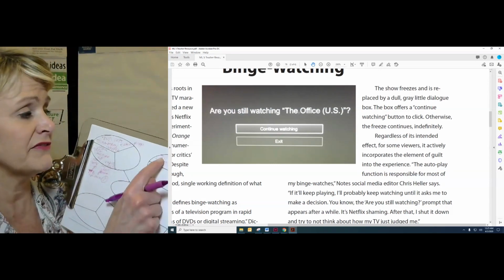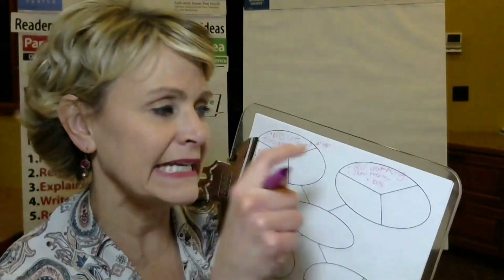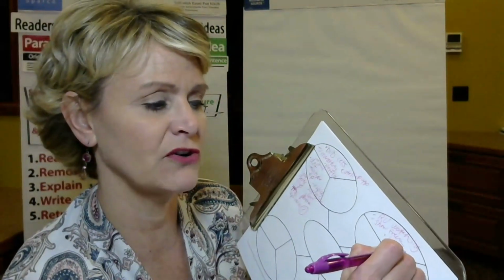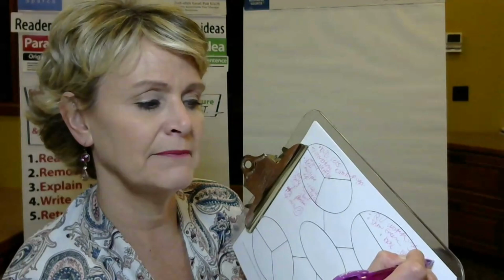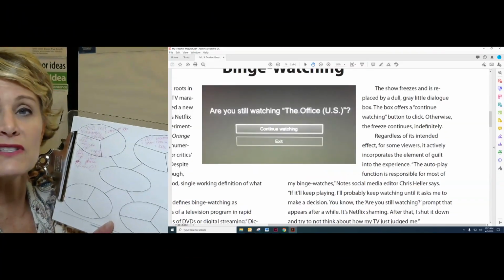Offers a continue watching button to click. Is that part of the "Are you watching" box? Yes. So where are you going to put it? In the same pie piece. Yes. So continue watching. And I'm just going to put that in quotes, so that the click it. Otherwise, the freeze continues indefinitely.